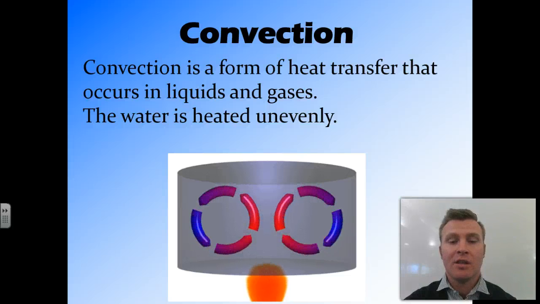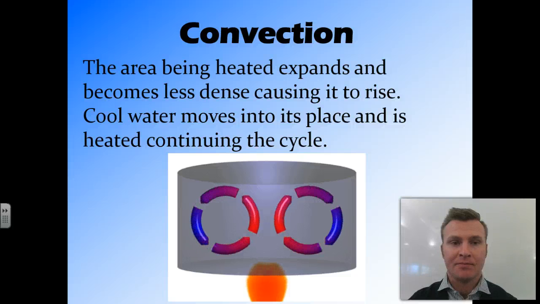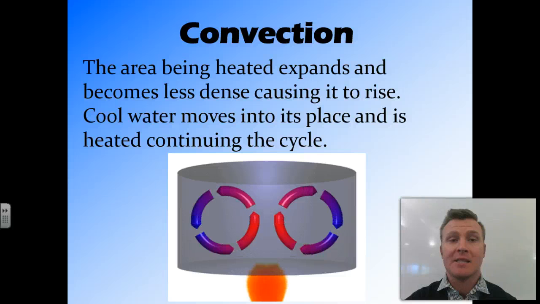How convection works is a liquid or gas, and we'll use the example of water, is heated unevenly. If you think of this blue cylinder as a beaker or a pot of water on the flame, as it's heated unevenly, the area being heated, the area closest to the flame, expands because it vibrates faster, so the particles need to be further apart from each other because they're vibrating so fast.